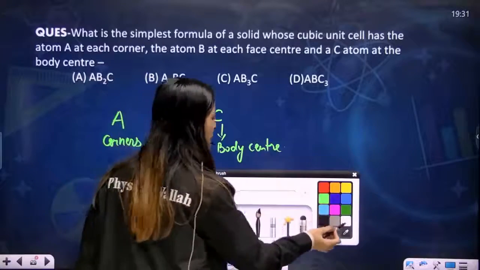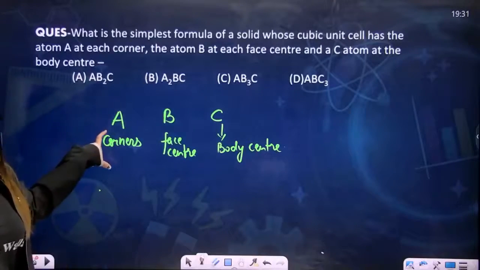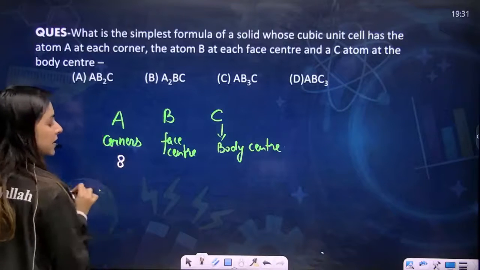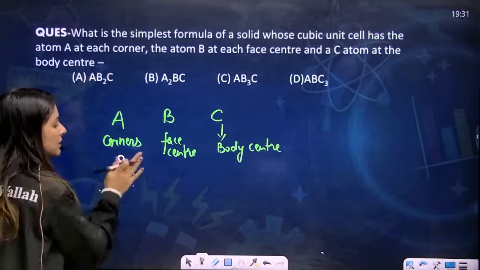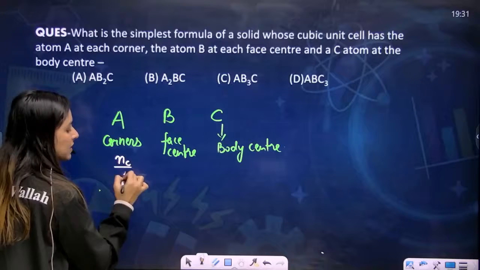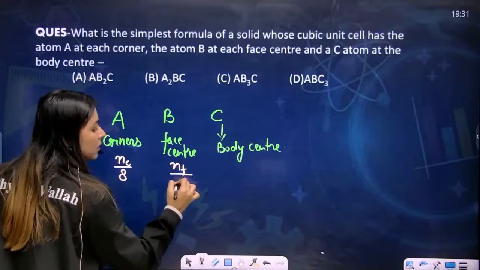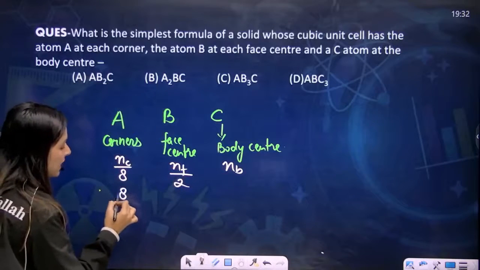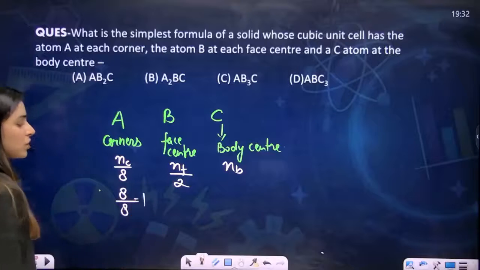See, since A is present at all corners, how many corners are there? 8, right? 8 corners, and we know that the contribution is NC by 8, we know that NF by 2, and we know that NB. So here, a total of 8 atoms are present at the corners, so the contribution is 1.